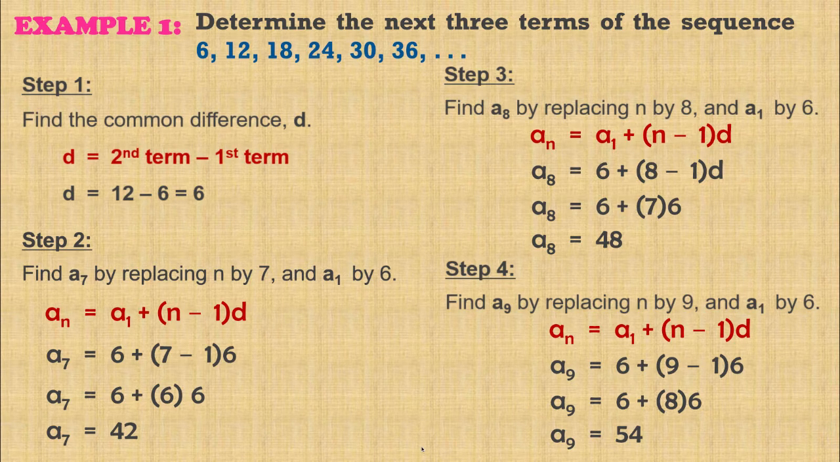So notice, seventh term is 42. You add the common difference, which is 6, you get 48. Add 6 again, you get 54.